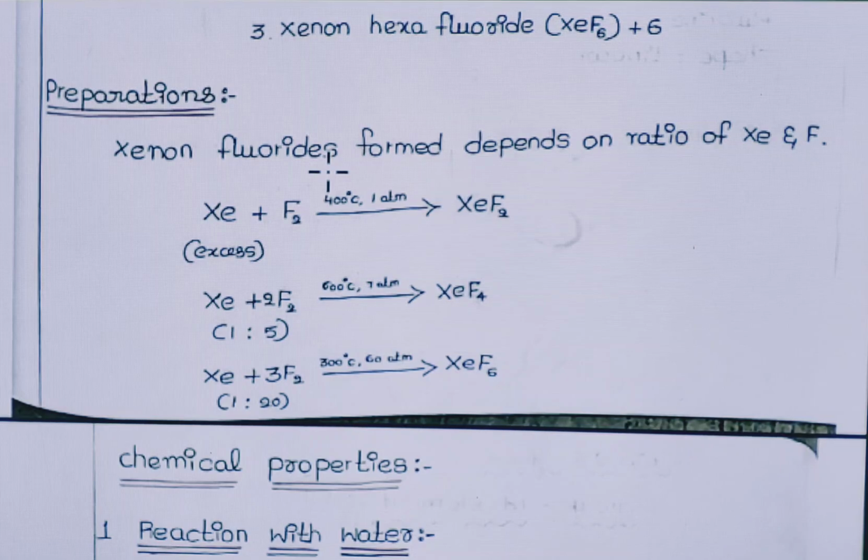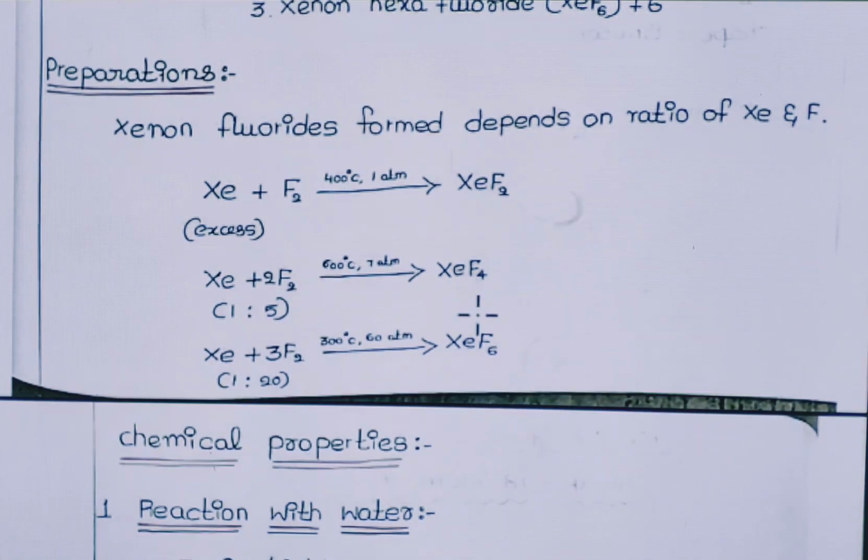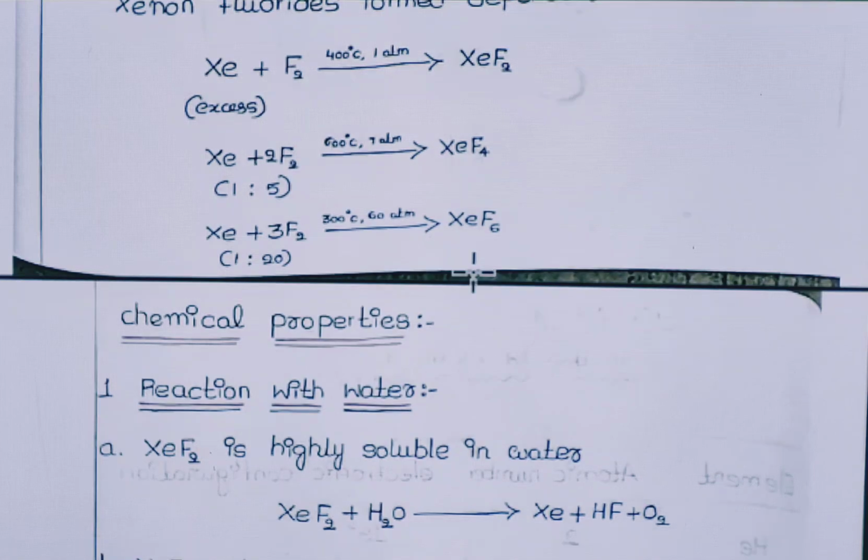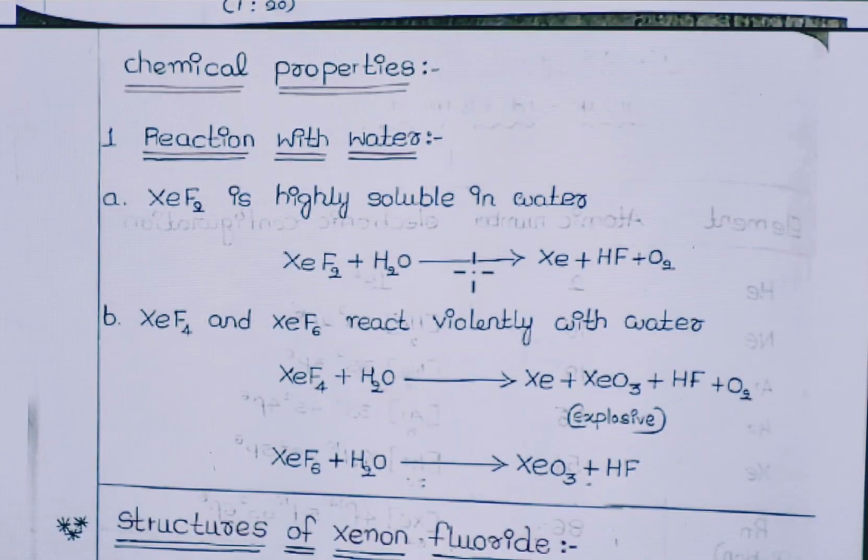Xenon and fluorine directly react with each other to give xenon fluorides based on the temperature and pressure. If you take excess of xenon, then we get xenon difluoride. If you take a 1:5 ratio of xenon and fluorine at 600 degrees temperature and 7 atmosphere pressure, we get xenon tetrafluoride. So under different conditions, xenon directly reacts with fluorine to give xenon fluorides.